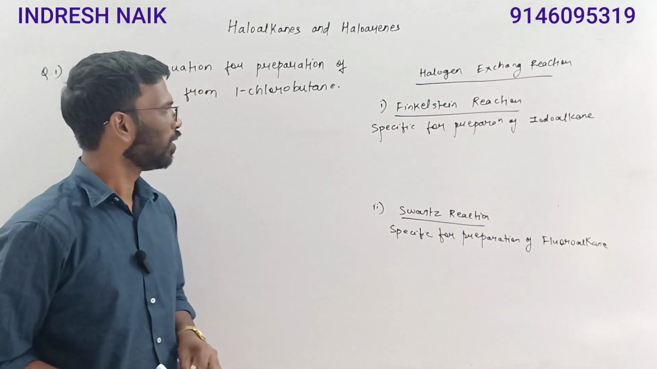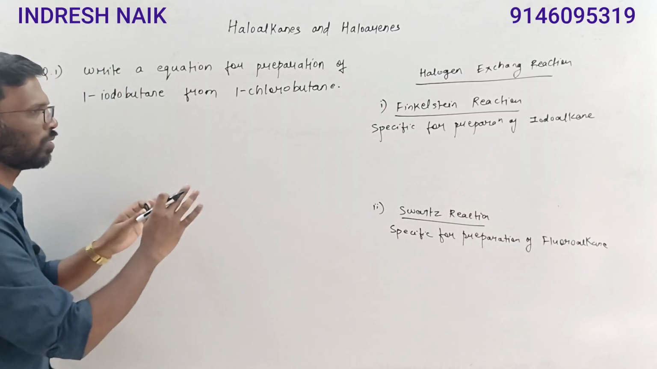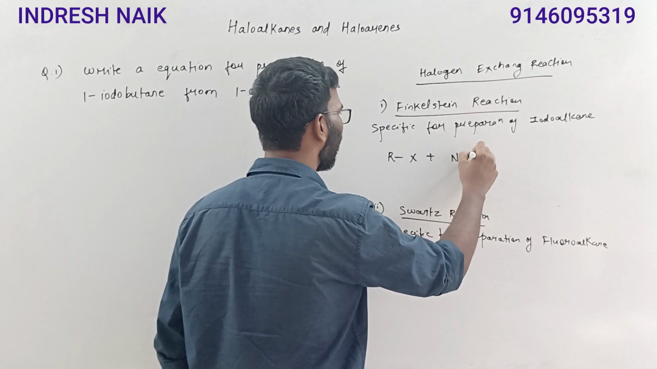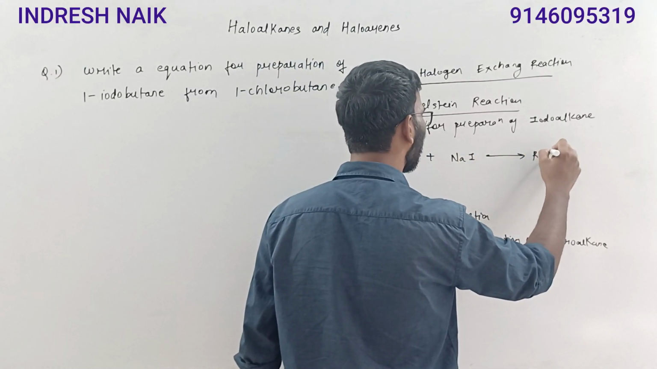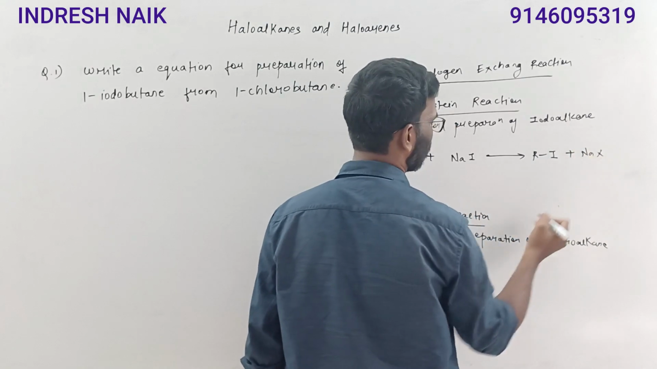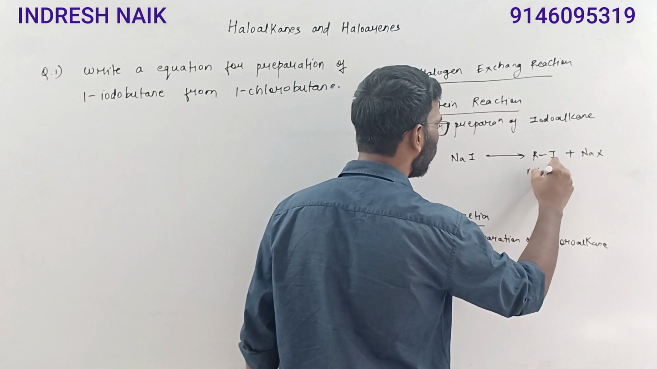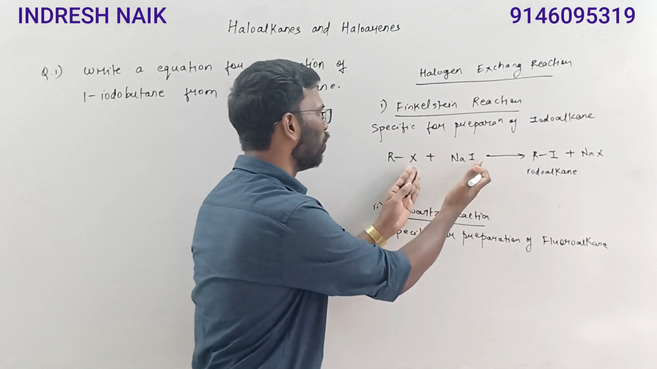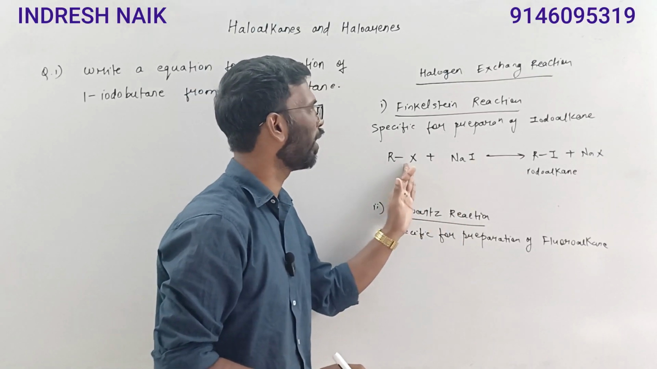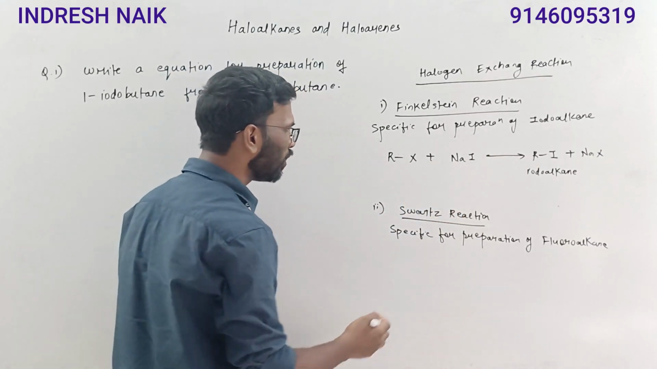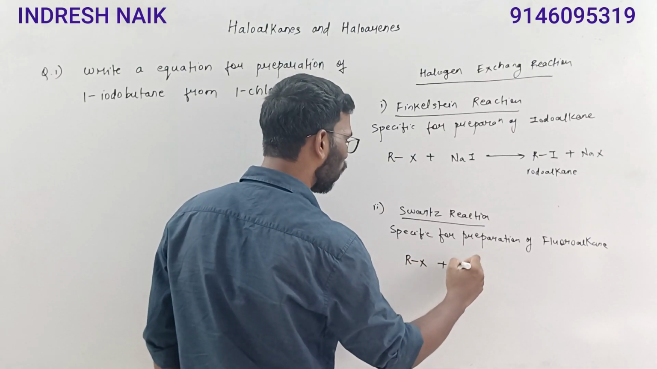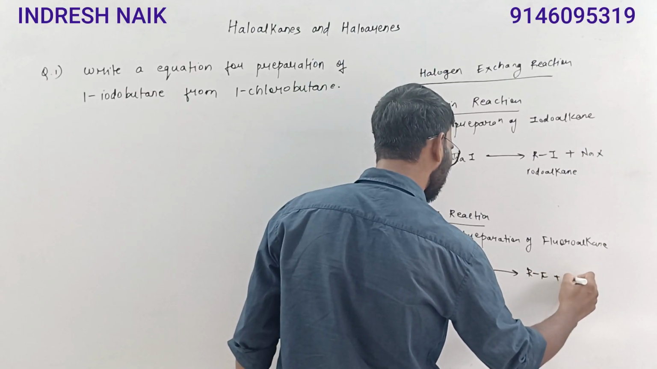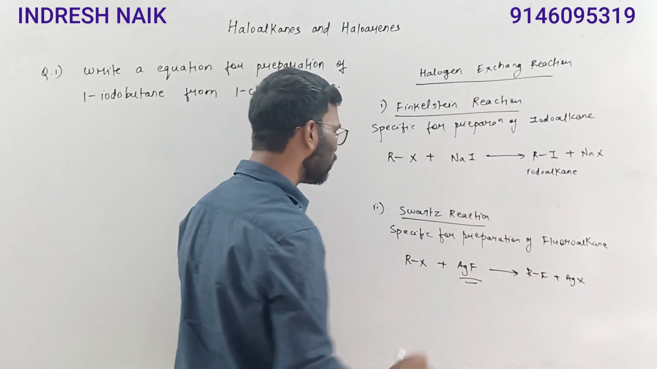So the Finkelstein reaction is what they have asked about. The general thing is RX plus sodium iodide. This gives you RI plus NaX. So what you are getting is iodoalkane over here. Means what is happening? The halogen is just getting exchanged. Iodine is coming over here. The halide is going with the sodium. The Swarts reaction is also similar, but over here what we use is silver fluoride. And here also there is an exchange: RF and AgX. So this is the Swarts reaction.